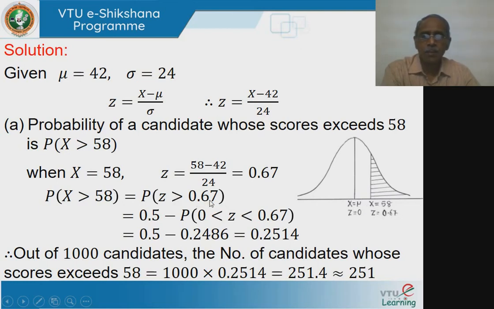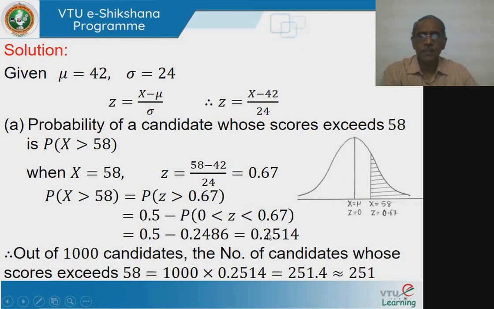Probability of z greater than 0.67 means we have to find this area. This area is nothing but 0.5 minus the area between z equal to 0 and z equal to 0.67. So the probability of z greater than 0.67 is equal to 0.5 minus the probability of 0 less than z less than 0.67.